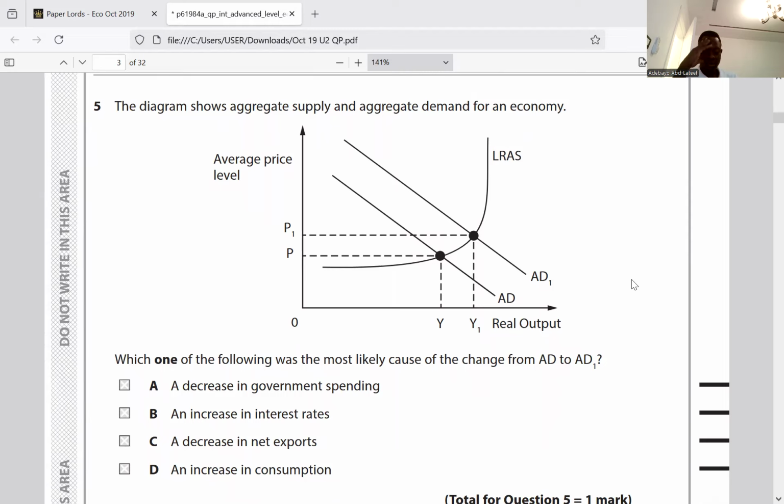An increase in consumption would bring about a rightward shift in the AD. An increase in consumption raises aggregate demand. So like you said earlier, an increase in any of the components of aggregate demand would bring about a rightward shift in the AD curve, from AD to AD1.